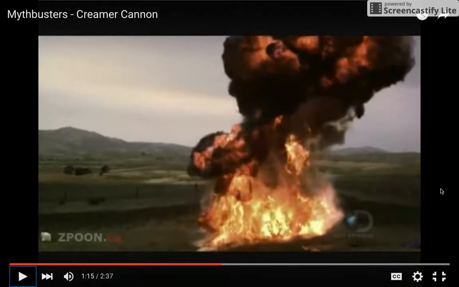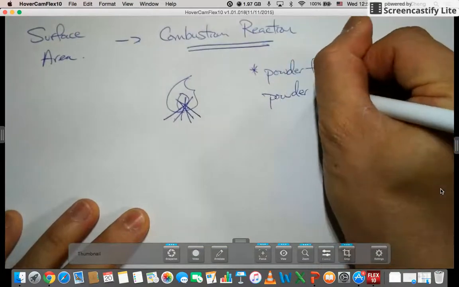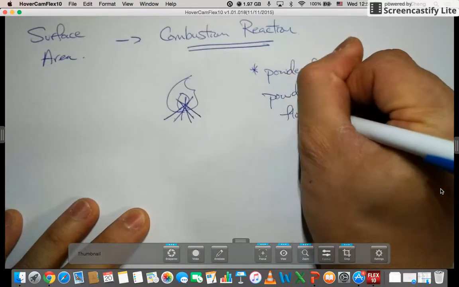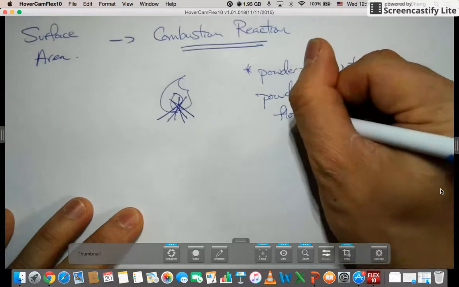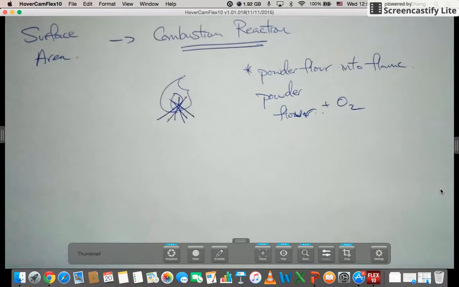So as you see, remember, they pressed the button and all the creamer spread throughout the air. In this case, it maximized the surface area between the powdered creamer and oxygen. And then the fire started catching. Do you guys follow so far? There's a surface area thing.